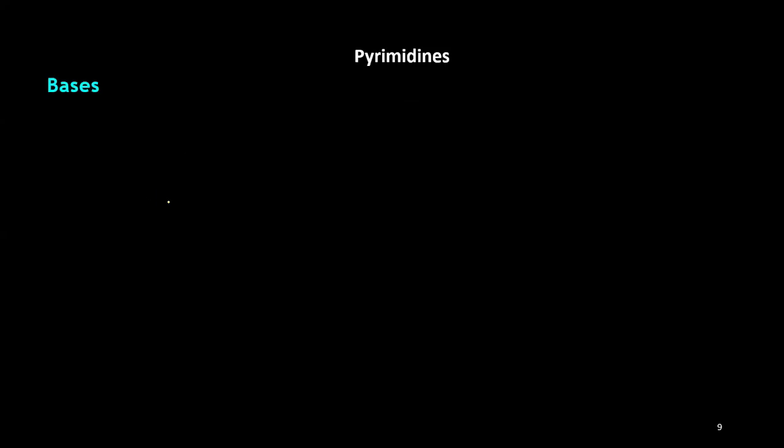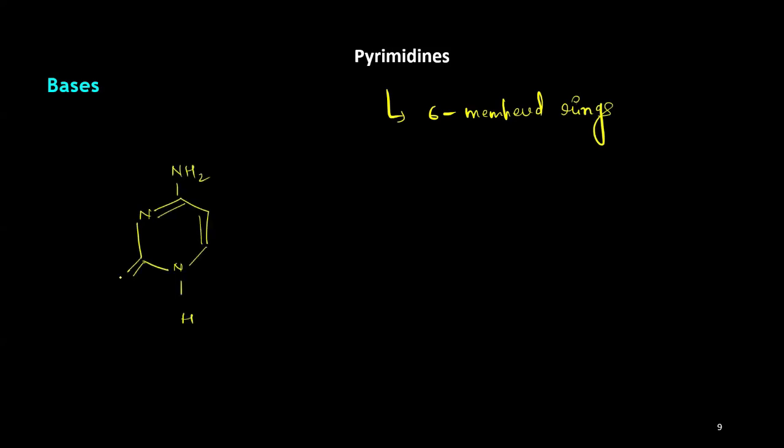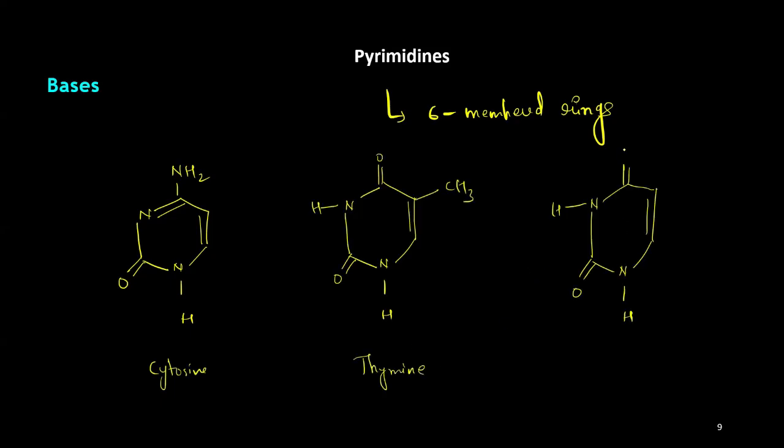And next one is the pyrimidines. So all these pyrimidines are only a single ring, which is made up of six members. So if you see the structure, this is the structure of cytosine. This is the structure of thymine. And this is the structure of uracil. So uracil is present only in the RNA, whereas the DNA contains both cytosine and thymine.